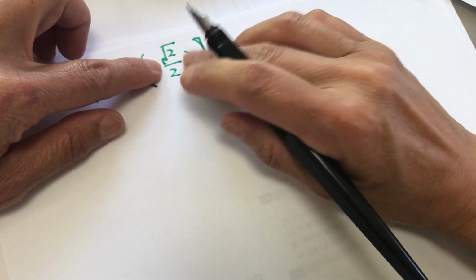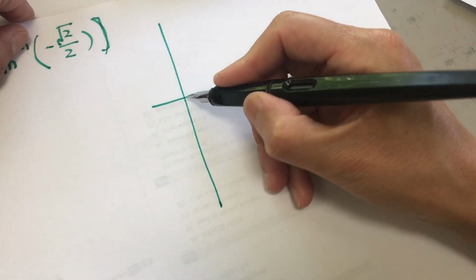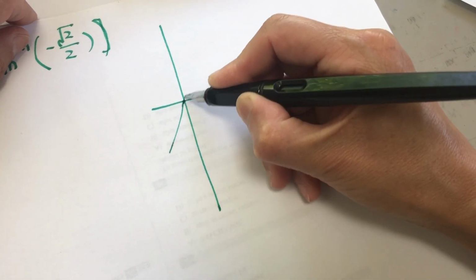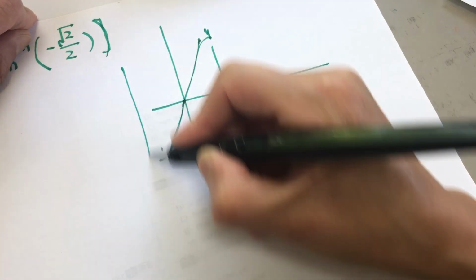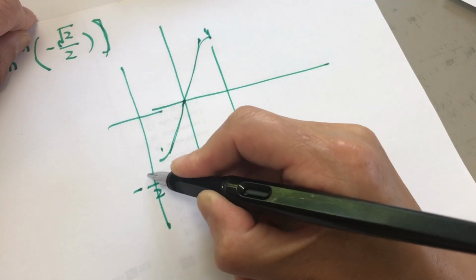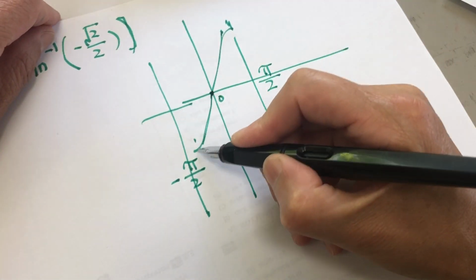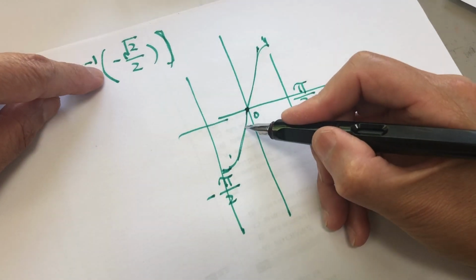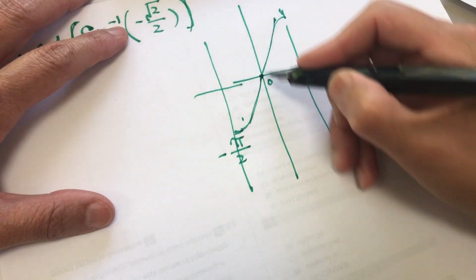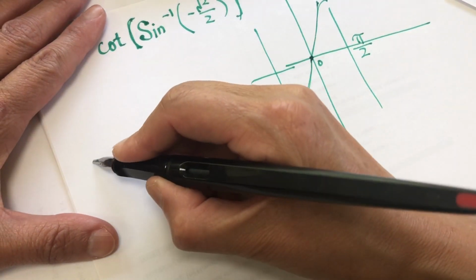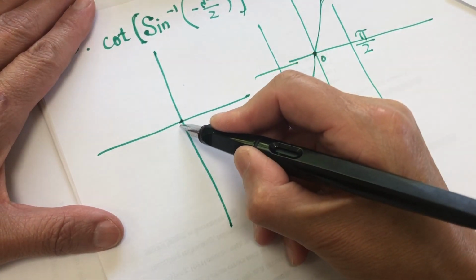It's always, forget about the negative sign. We know what it is, right? The domain of inverse sine is negative half pi to positive half pi, and this value is negative, so it's in the fourth quadrant. This is not a quadrant, okay? Make sure this is a pi. And it's in the fourth quadrant.